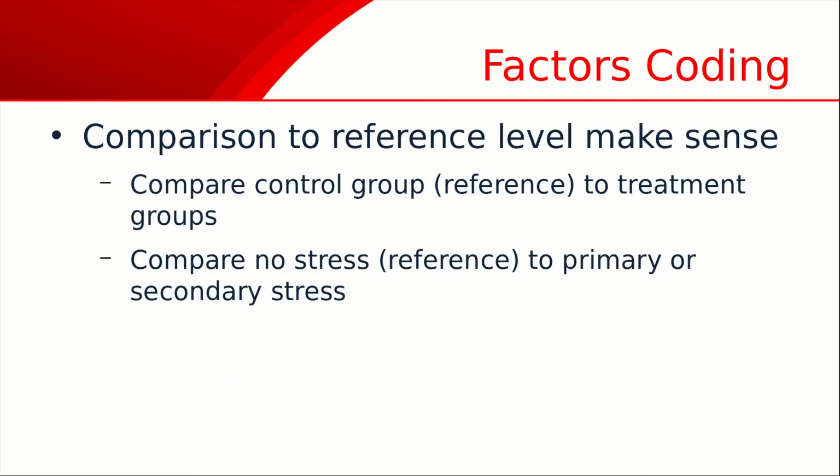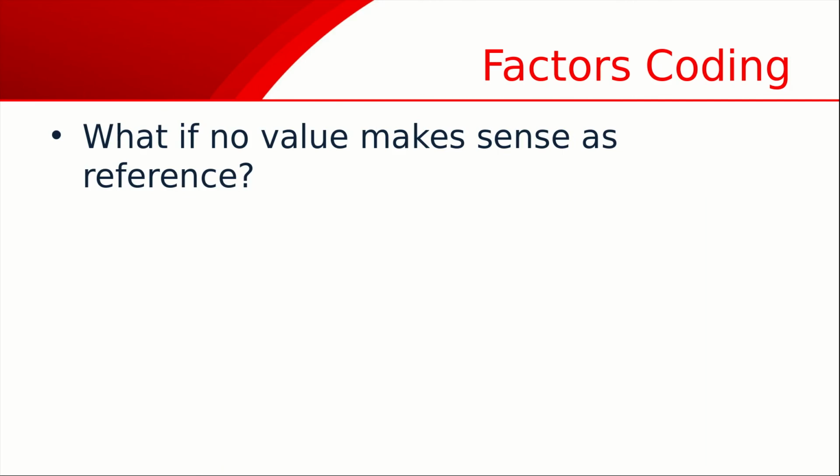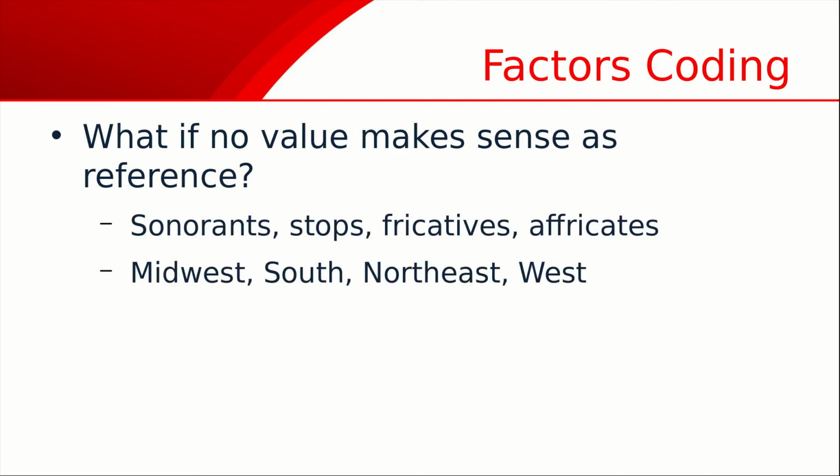Well, comparison to a reference level sometimes makes sense. For example, if you're comparing a control group to different treatment groups, or say if you're comparing no stress to primary or secondary stress. But what if no value makes sense as a reference value? For example, what if you're comparing sonorant stops, fricatives, and affricates, or Midwest, South, Northeast, and West?